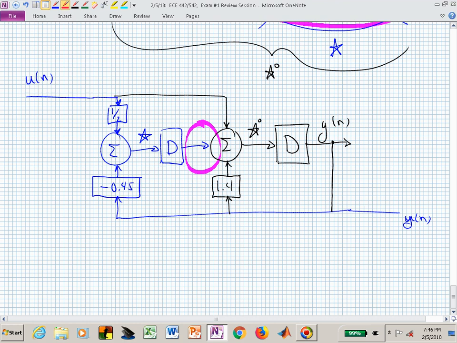But here, if I label this as x sub 1 of n, and this one x sub 2 of n, then I know exactly what x sub 1 of n plus 1 is. That's right here. And x sub 2 of n plus 1 is there.